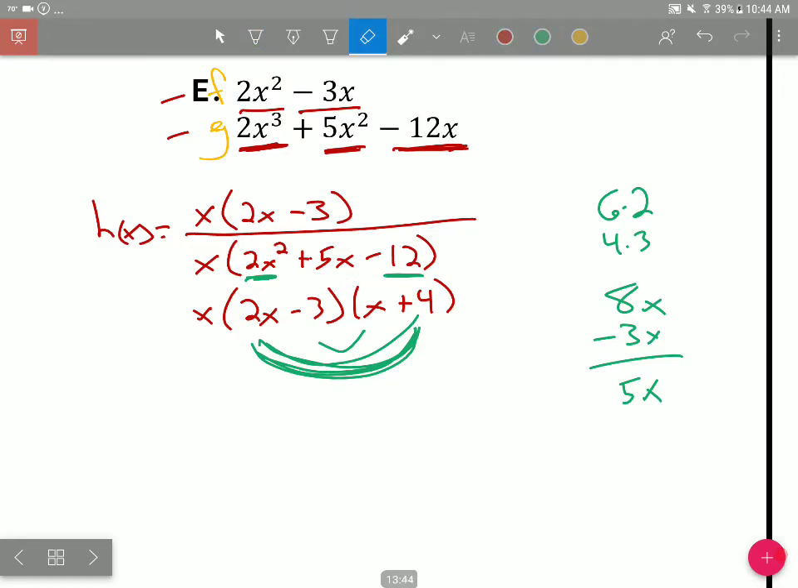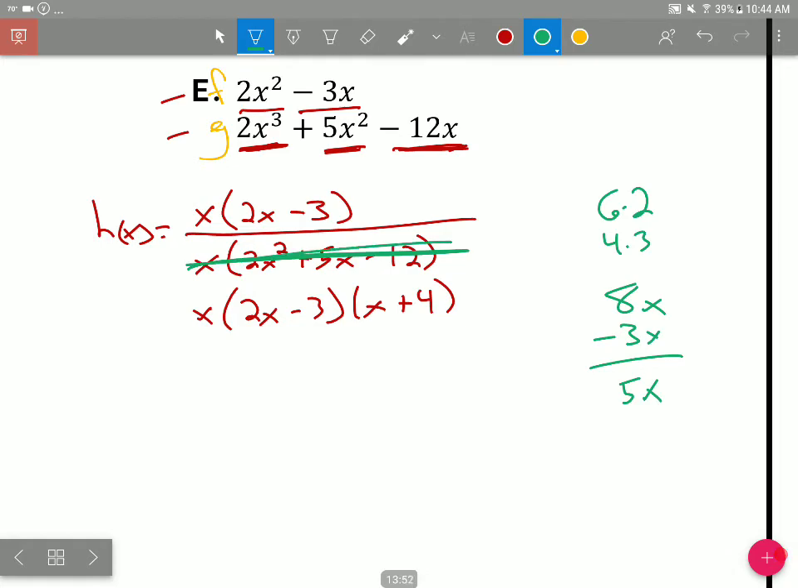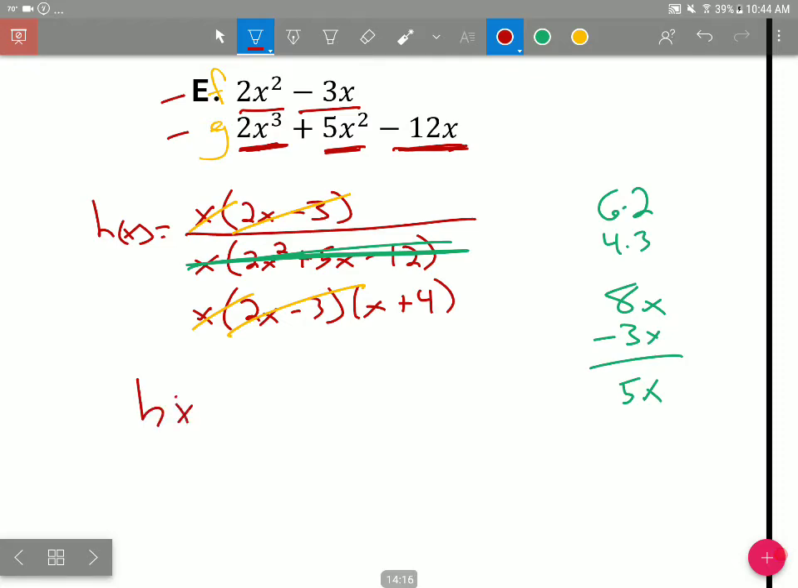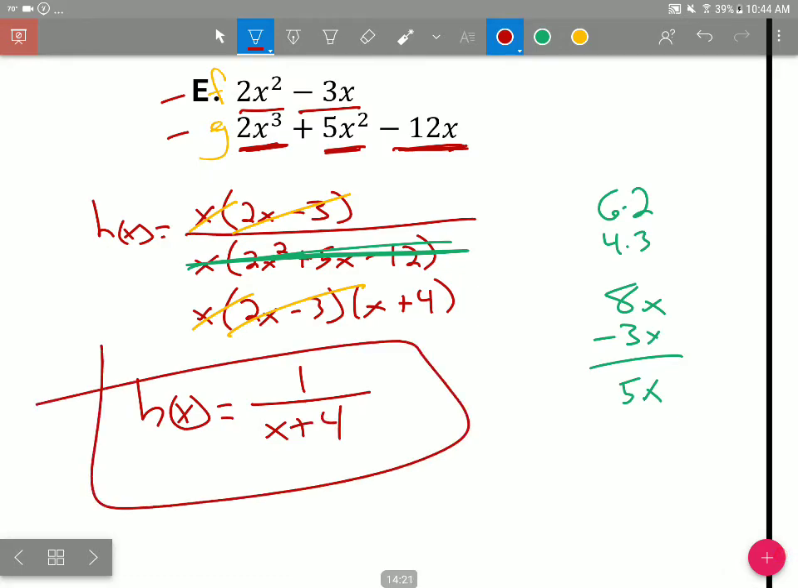So, here's what I'm going to do. I'm going to mark out that one because I just factored it down to this. Cool. Now do you see anything that cancels out? The 2x minus 3's cancel out. Yeah, you see those x's out front? Those go away too. Exactly. So h of x equals, there's nothing on top, so we got to put the 1, x plus 4. And that's your answer.